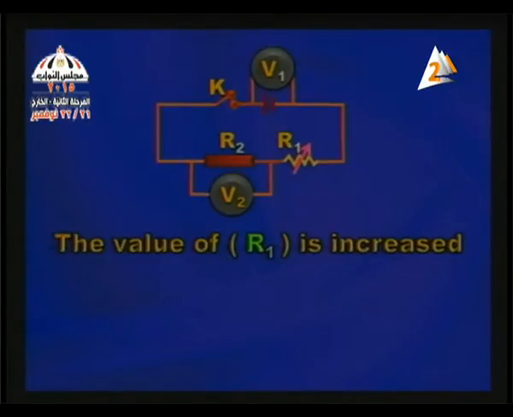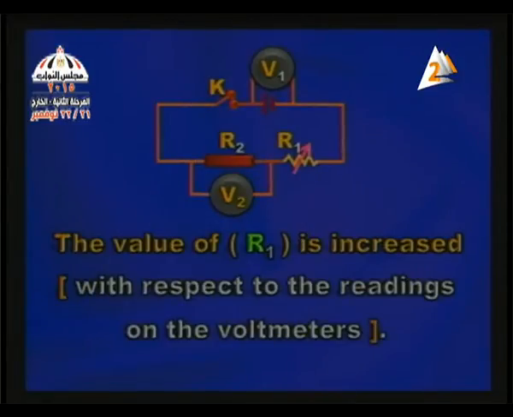The value of R1 is increased. Another type of question: now we've got a circuit and the switch is closed, but we changed the chosen value of the rheostat. We increased the value of R1, with respect to the readings on the 2 voltmeters.